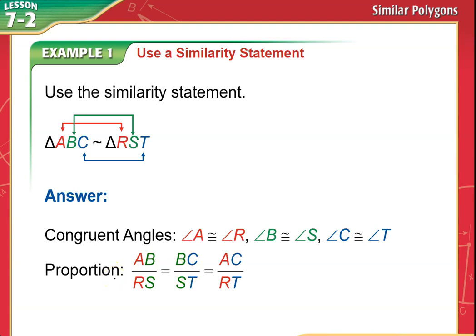And then we go right in order. We have A to B, so all we have to do is look at these two and say A is to B as R is to S. So there's our first ratio. Then we go right down the order. Then we have B and C compared to S and T. And we finally have A and C compared to R and T.